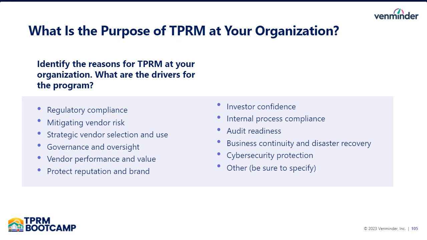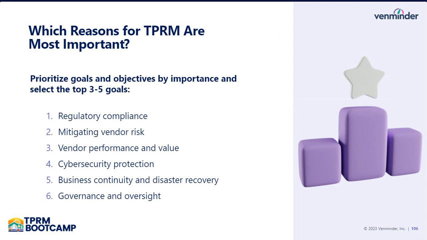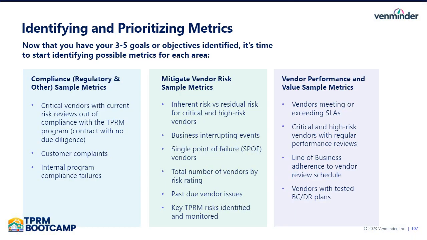And then we're going to want to prioritize that list. Let's take off the top 3 to 5 goals here. So the first one is going to be regulatory compliance in this example, then vendor risk, and then vendor performance and value. From there, once we've identified the top objective, it's time to start identifying some possible metrics for each area.